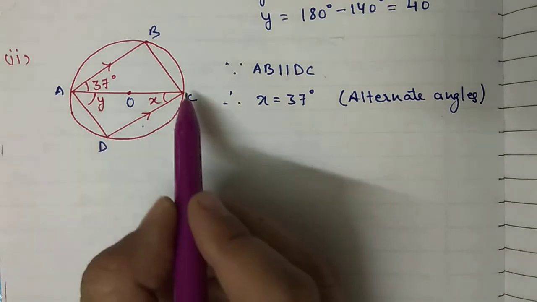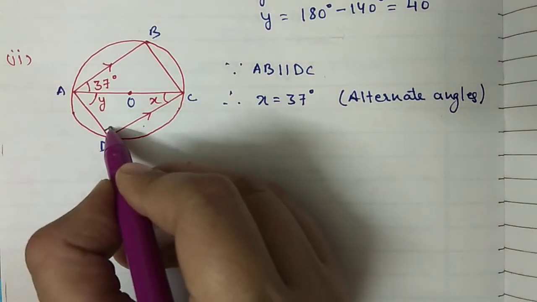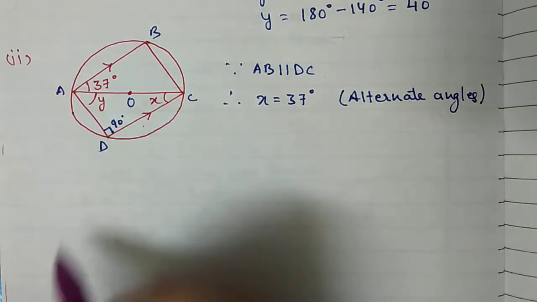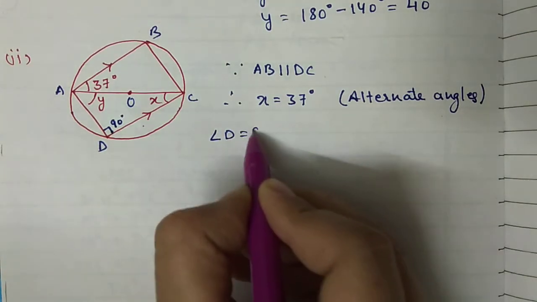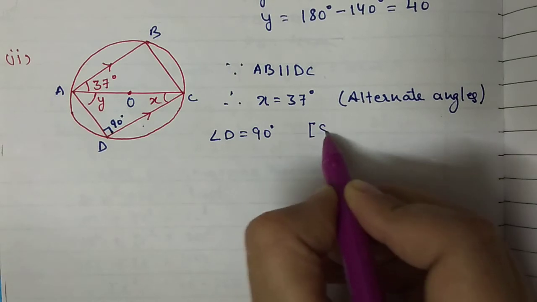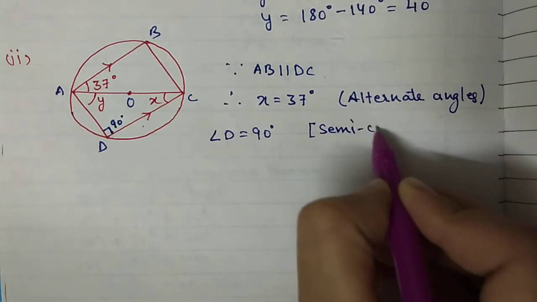Then in triangle ADC, this angle will be 90 degrees because it is a semicircle angle. Angle D is equal to 90 degrees. Reason: semicircle angle.